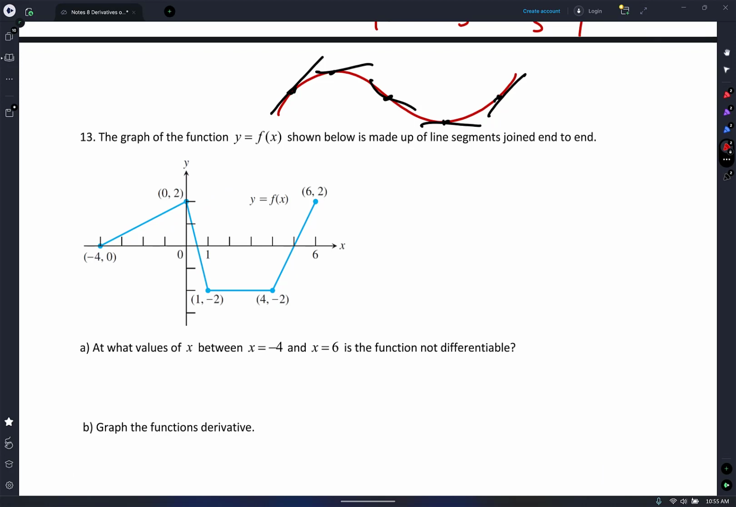So at what values of x between -4 and 6 is a function not differentiable? X equals 0, comma. Where else are you not differentiable? X equals 1, so I'm just going to put comma 1. And there's one more. X equals 4. That's where you're not differentiable because you have corners. It's an abrupt change. And it needs to be a smooth change. You can't have abrupt changes.